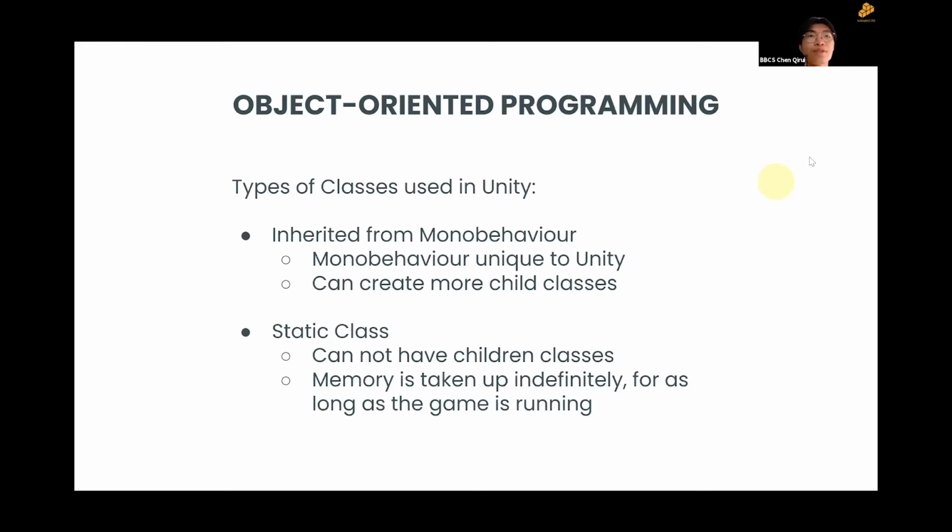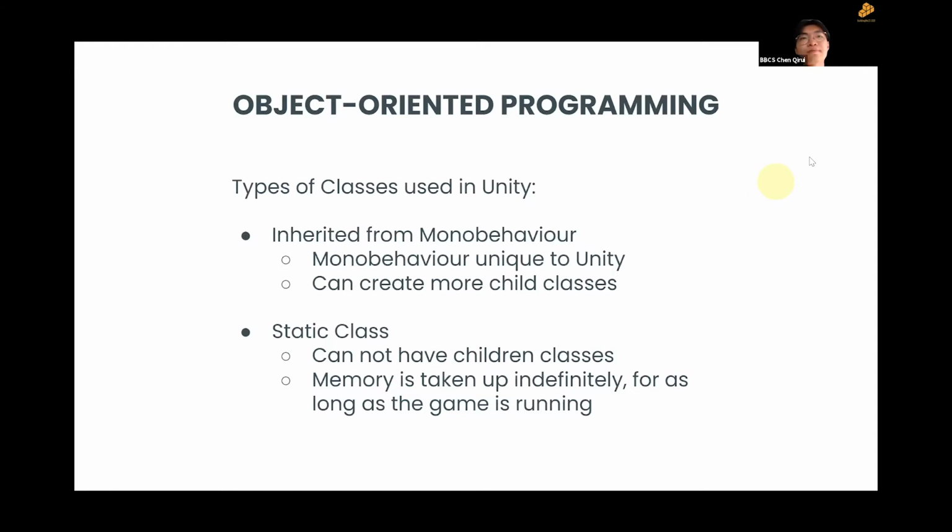Okay, so here are some of the classes that are used in Unity. They are inherited from MonoBehaviour or are static classes. Classes that are inherited from MonoBehaviour are able to be used on Unity game objects. That means they are the dominant scripts in Unity. But static classes are classes that stand on their own, that you cannot make more blueprints of. They are just there, on their own, unique.